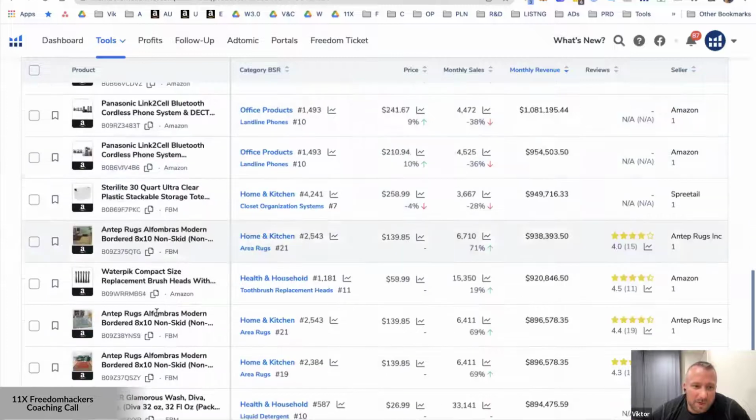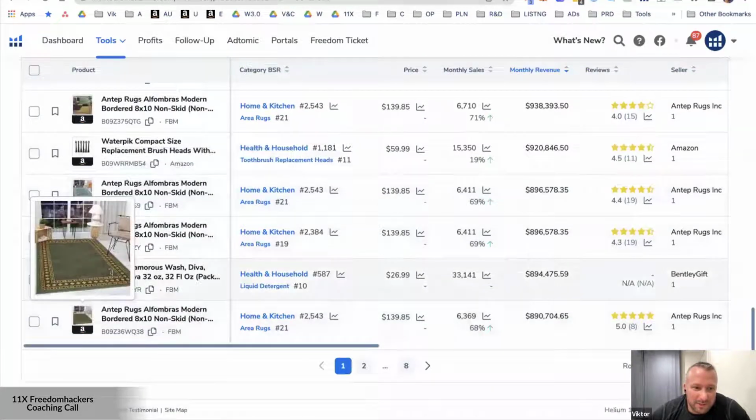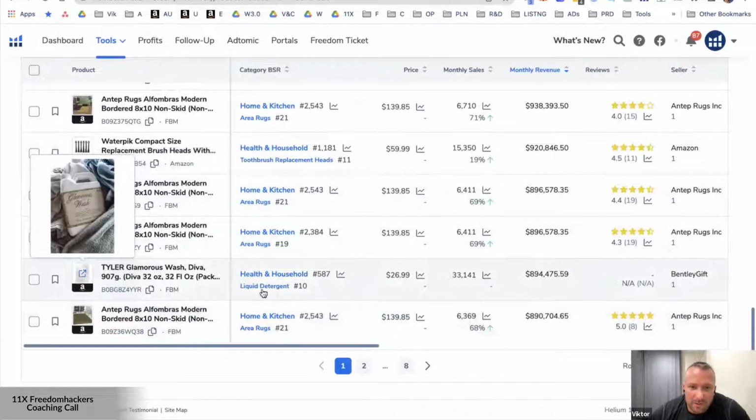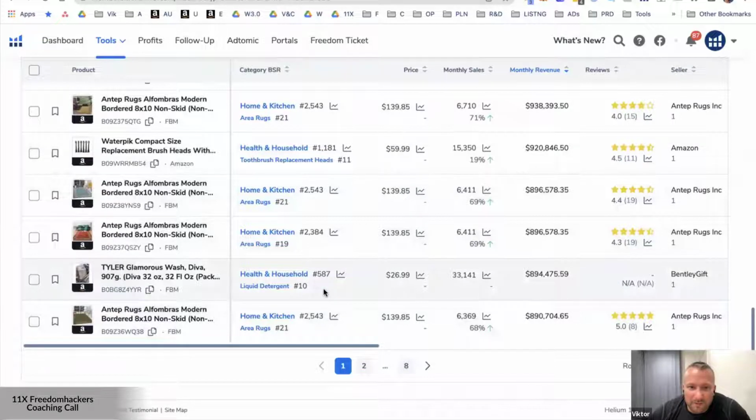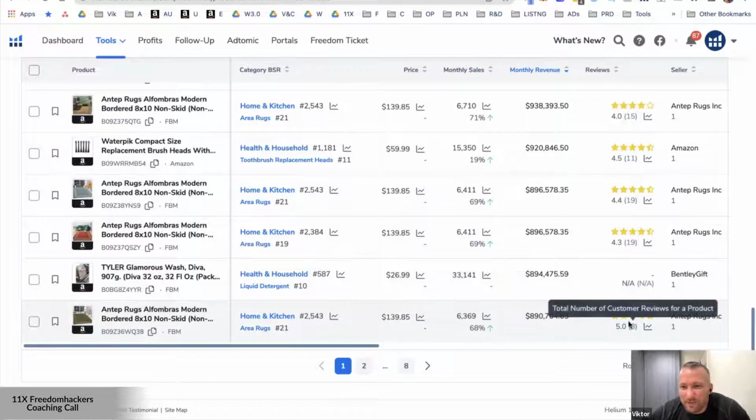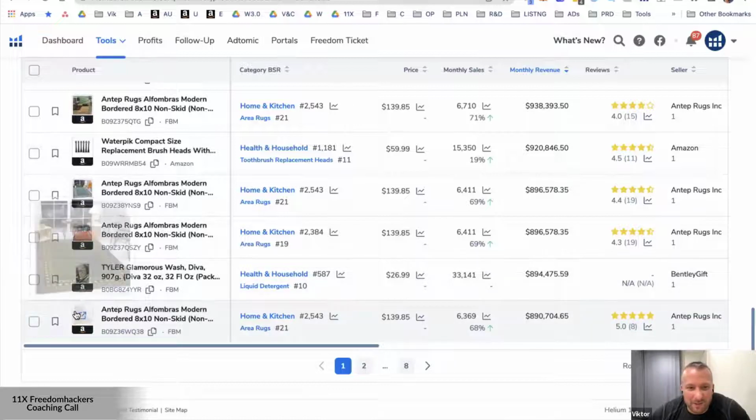One day you just browse this area, just different products in this area. You look here. Again, you see the revenue is always sensitive. But anyway, they have just a few reviews. This one has like 8 reviews. It's just a rug, right? But you see, it's already making a ton of sales.